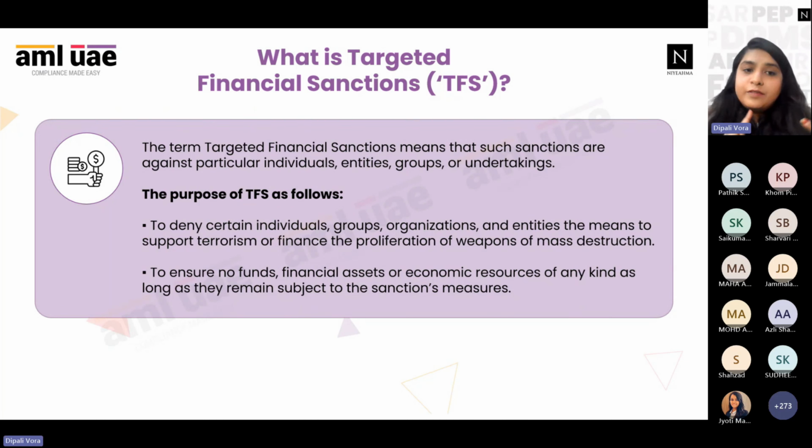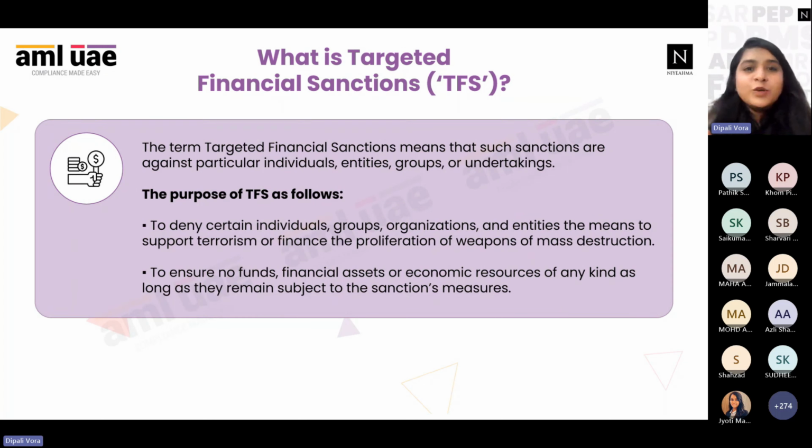As I said, asset freezing without any delay. This is something that we will do when TFS is being applied. Asset freezing without delay means we are making sure that we are acting as a blockage for a sanctioned individual to transfer or maybe buy an asset. And second is prohibition from making any funds or other assets available.